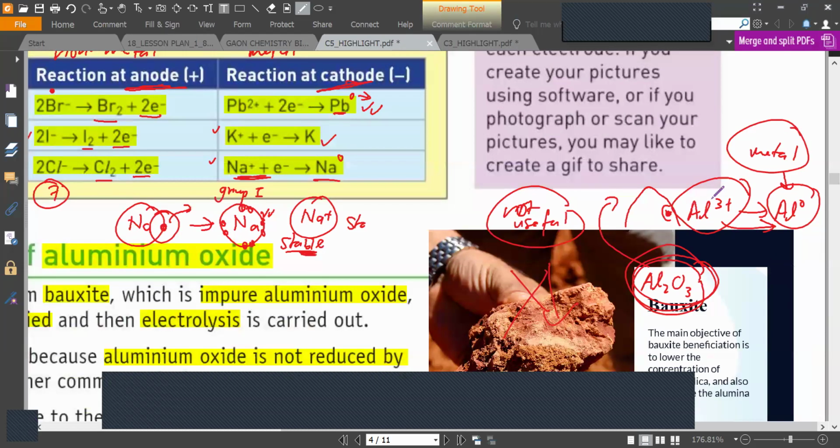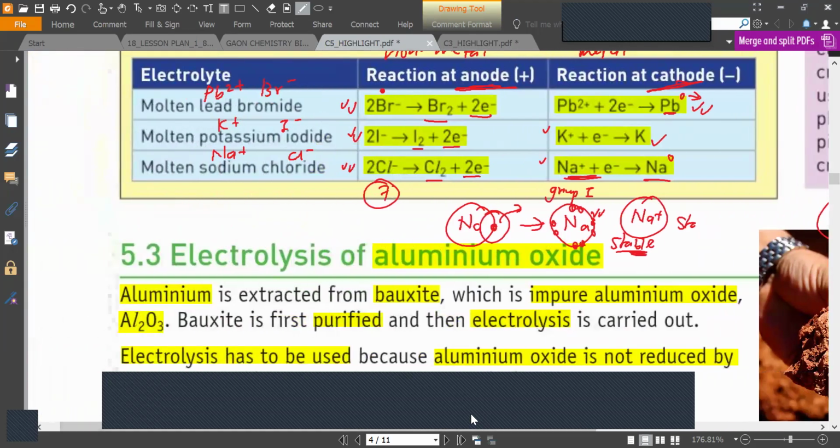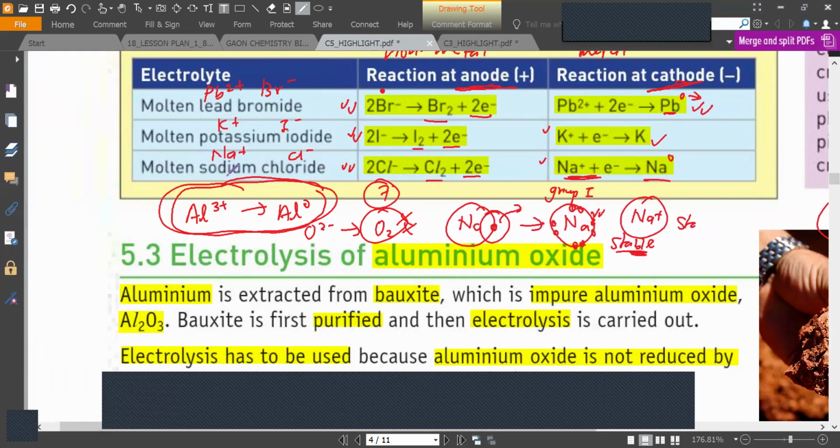So that's why we have this electrolysis of aluminium oxide. Our objective is to return back Al3 plus to Al0. That is our main objective. But we also have a byproduct. The oxygen will return back to oxygen gas, which is not what we want, but that is the byproduct. Our main thing is we want to get this aluminium metal.